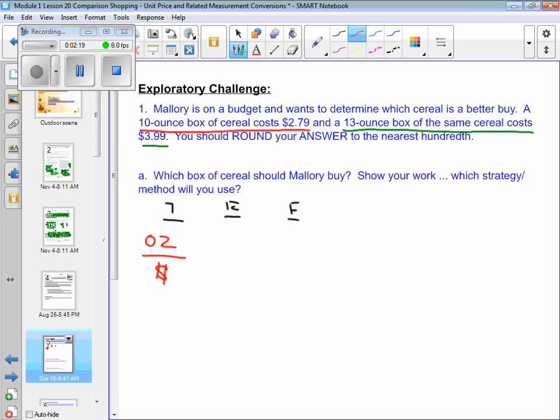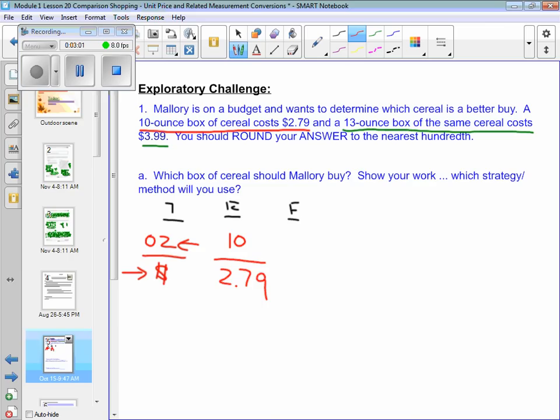Okay, what goes on top and what goes on the bottom? The 10. Let's take the 10. Where does the 10 go? Why? You got it. Very good. The reason why the 10 goes on the top is because I have established that in my template. That's why I make a template, because I now know anything dealing with ounces is going to go on top. And $2.79 goes on the bottom. Why? Because anything dealing with cost goes on the bottom. My template tells me to do so.